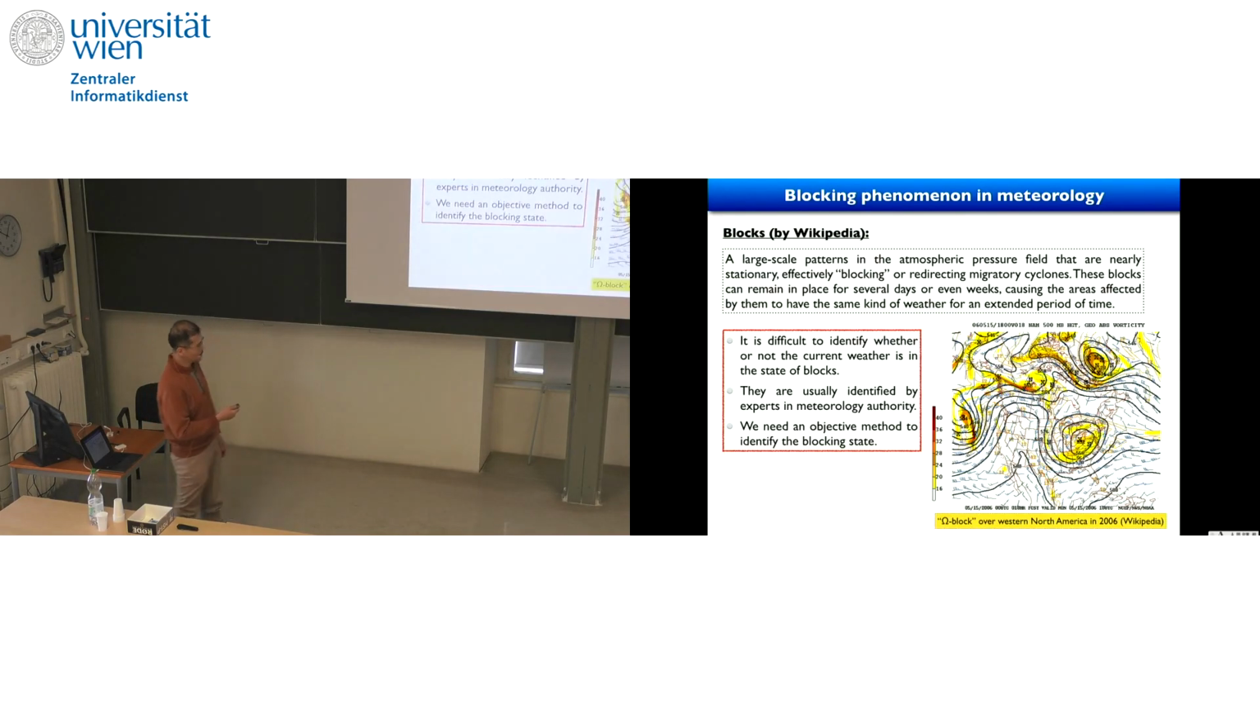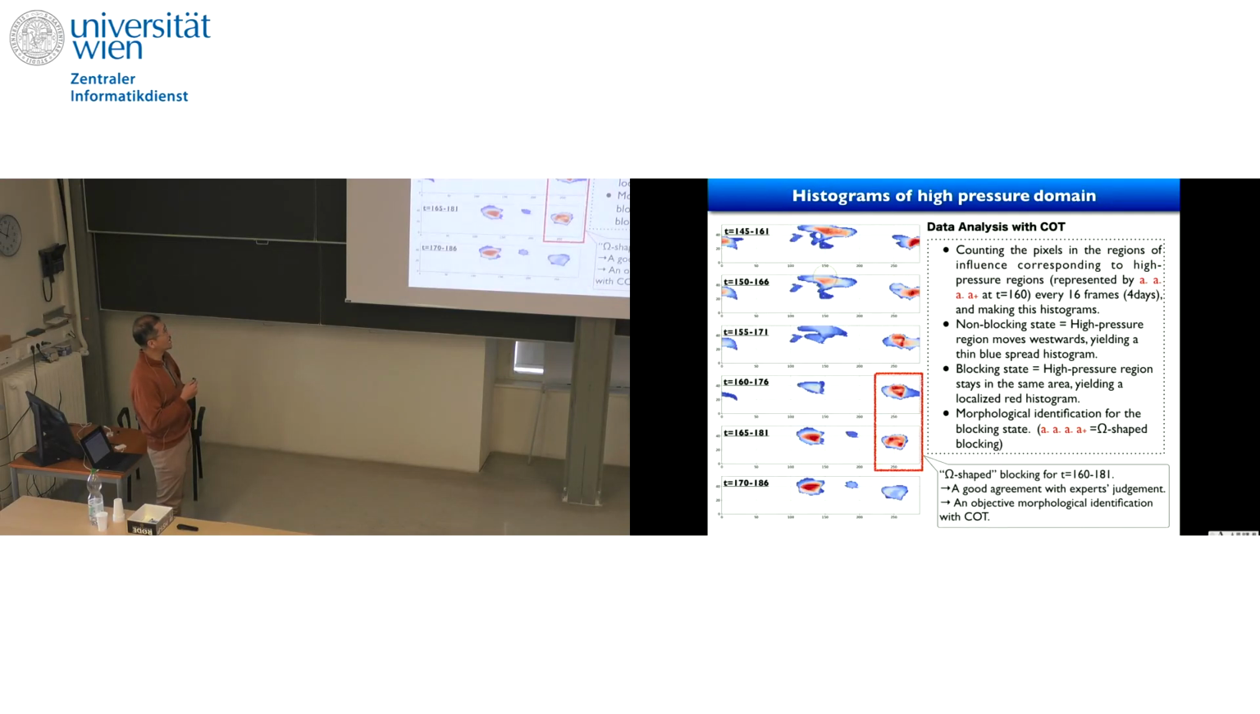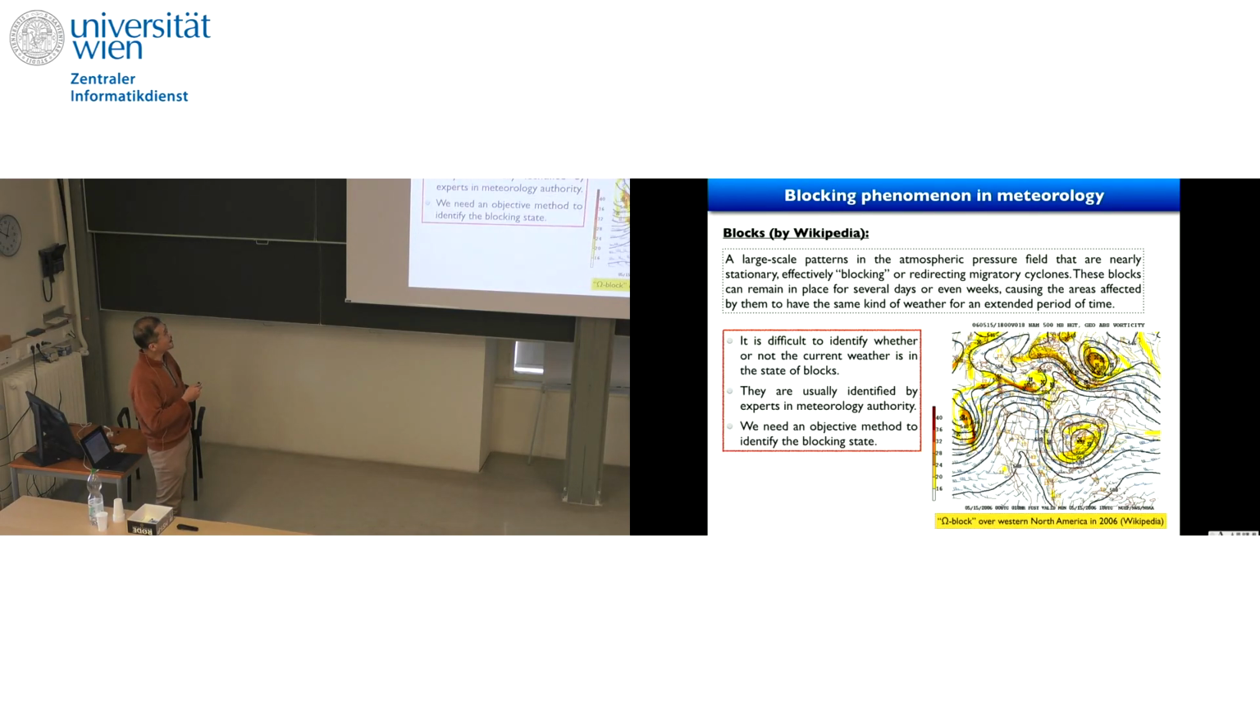Okay, here is our target of what we are going to deal with. This is a blocking phenomenon. Blocking phenomenon, as Wikipedia says, is a large-scale pattern in the atmospheric pressure field that is nearly stationary, effectively blocking or directing migratory cyclones. These blocks can remain in place for several days, typically 4 days, or even weeks, causing the areas affected by them to have the same kind of weather for an extended period of time.